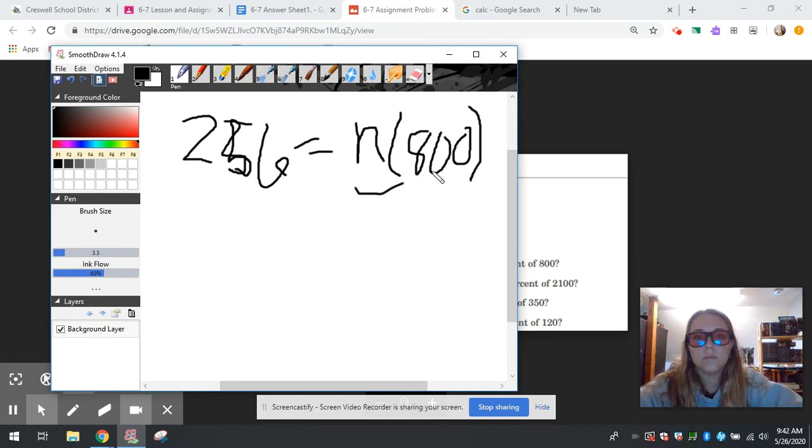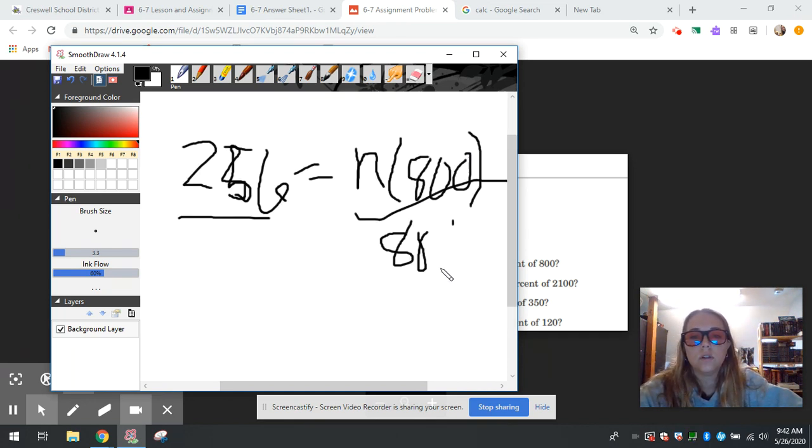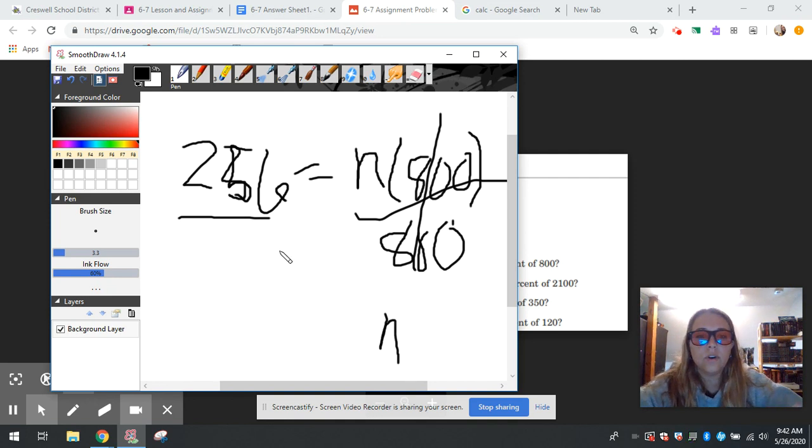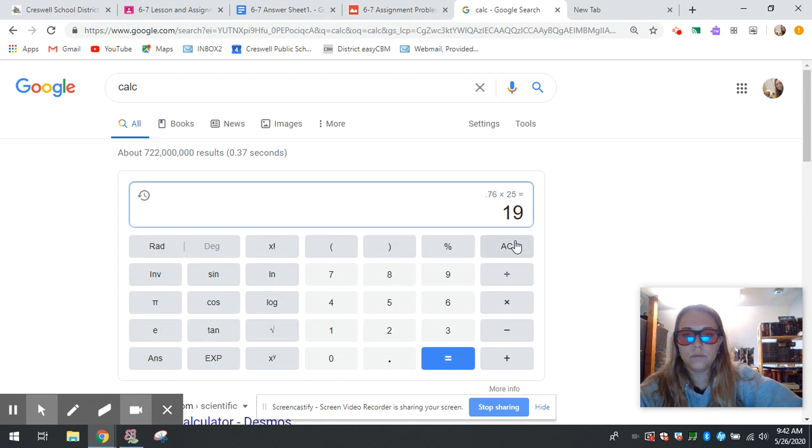Divide both sides by the number attached to the variable. Divide both sides by 800. I'm not going to do it on the other side, you get the idea. That cancels that out. And you're left with n equals 256 divided by 800. 256 divided by 800 equals 0.32.